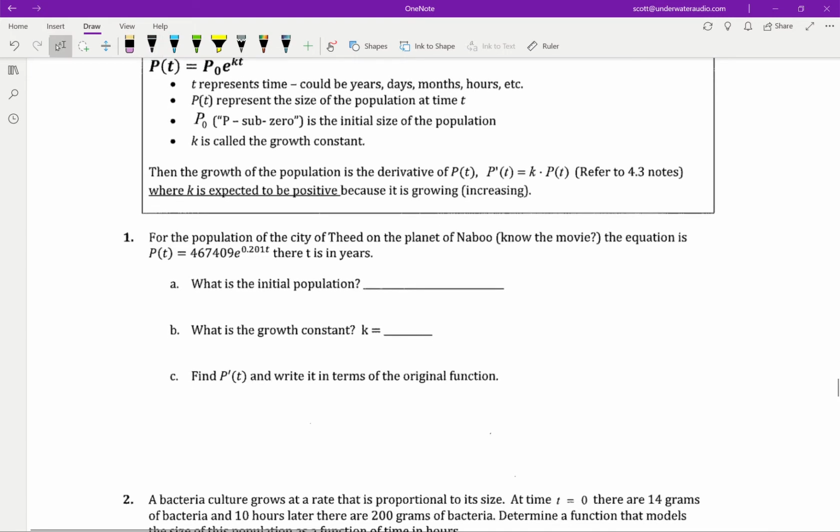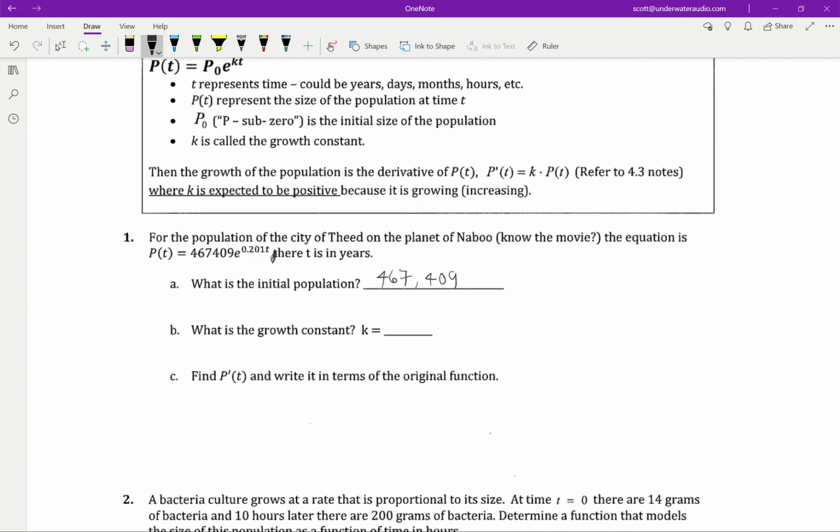So number 1, for the population of the city of Theed on the planet of Naboo, the equation is 467,409 e^(0.201t), where t is in years. What is the initial population? So we just talked about it, that this number that's out in front, the coefficient, that represents the initial size. So that would be 467,409. And that's people.